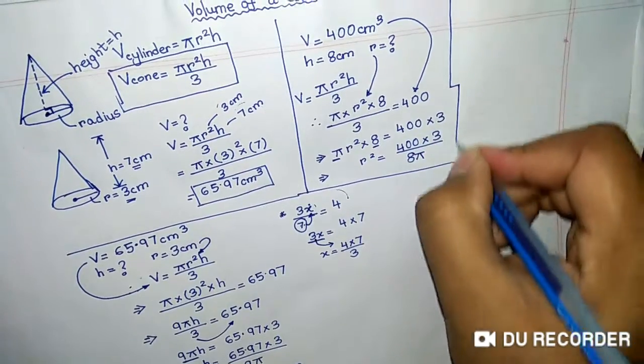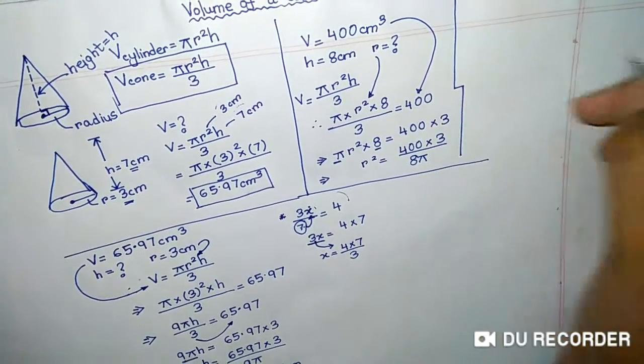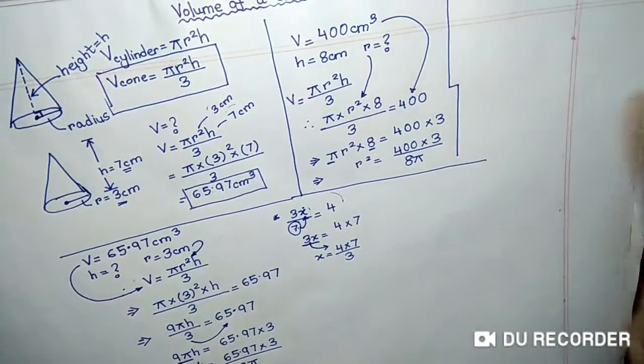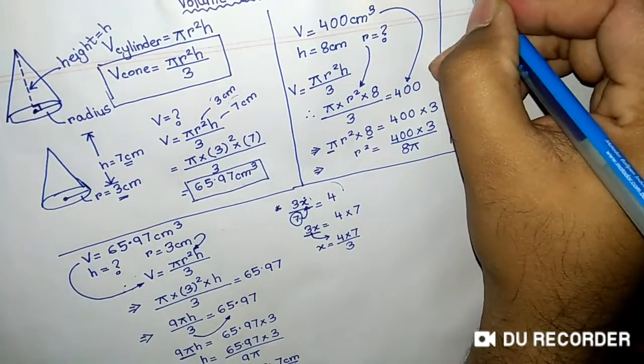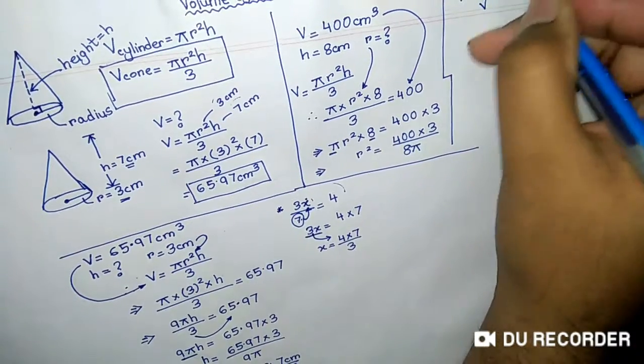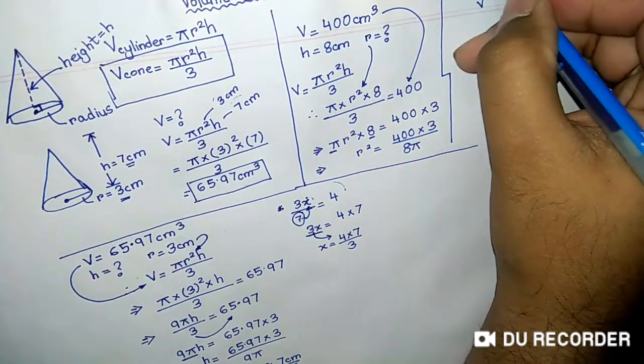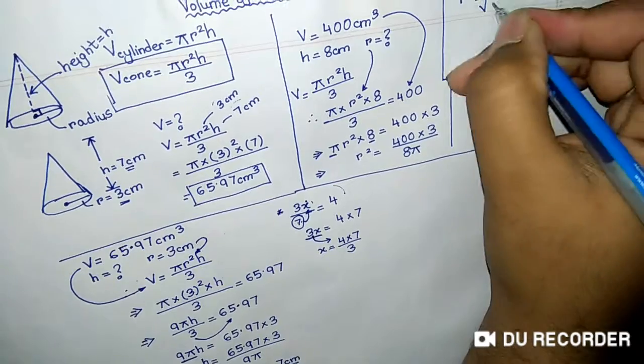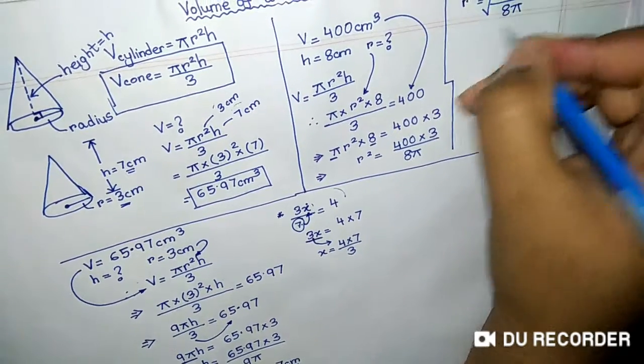Now, the easiest way to get rid of r square is that we have always learned that whenever there is a square on one side of the equation, we can eliminate the square by putting a square root on the other side of the equation. So 400 times 3 over 8 pi.